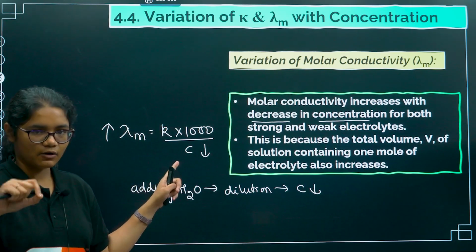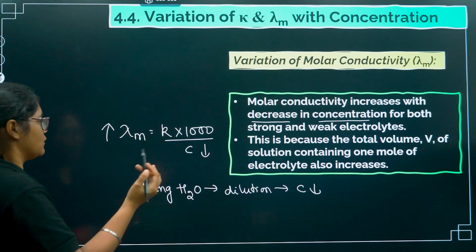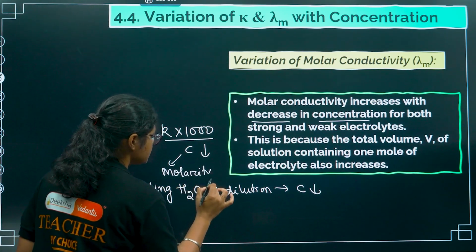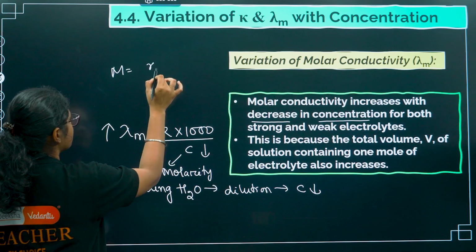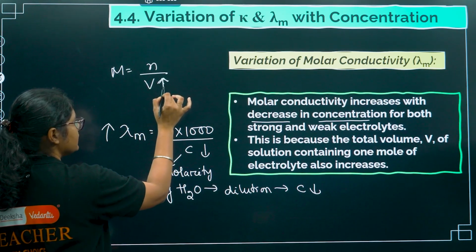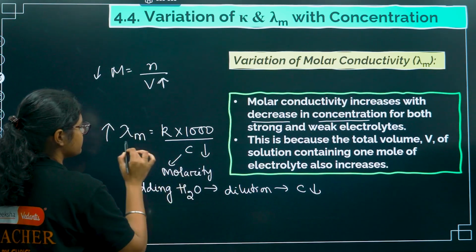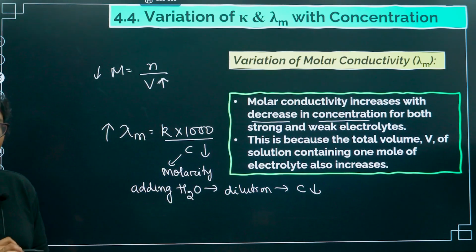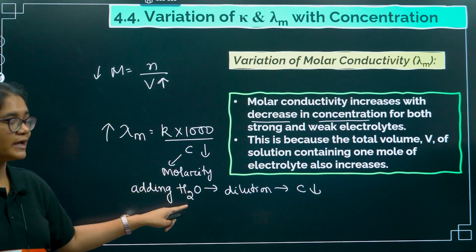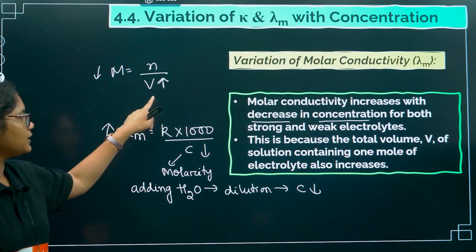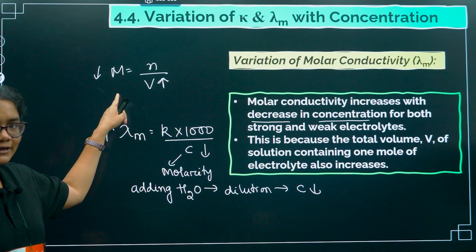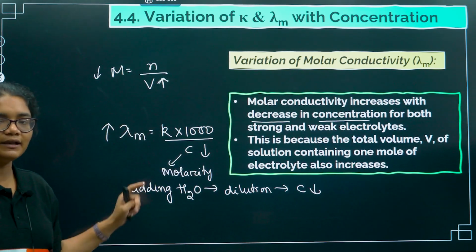Let us do more breakdown. What is concentration? Concentration is molarity, right? What is the formula of molarity? Number of moles per unit volume, right? When you dilute it, volume will increase. If volume increases, concentration will decrease. If concentration decreases, molar conductivity will increase, right? Clear now? Concentration is nothing but molarity. The formula of molarity is number of moles per unit volume. If you are diluting it, adding more water, volume will increase. If volume increases, concentration will decrease. Concentration decreases, molar conductivity will increase.